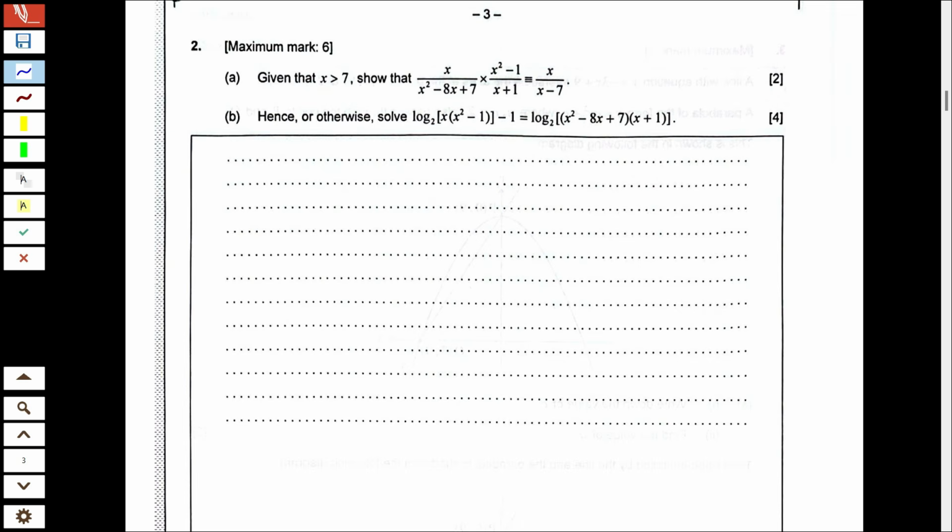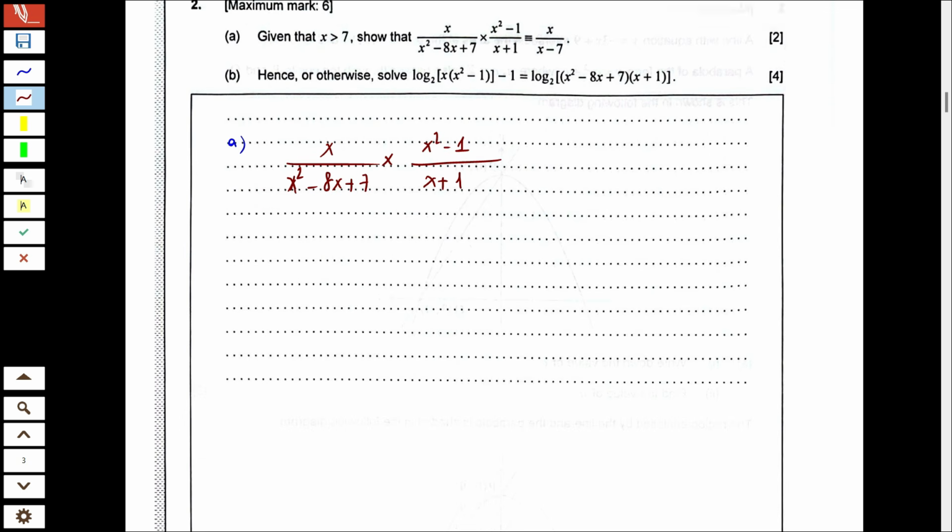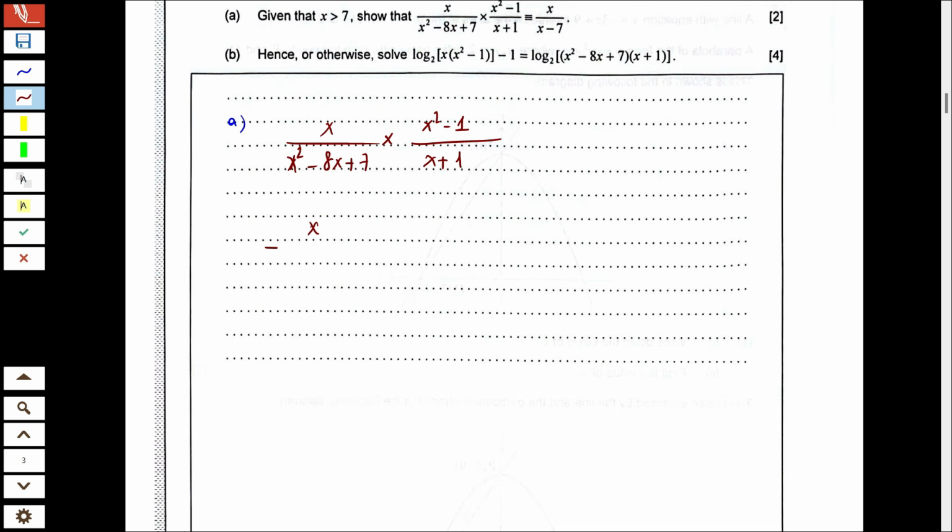Question 2. Given that x is greater than 7, show that there is an expression here. It's given that x divided by x squared minus 8x plus 7, times x squared minus 1 divided by x plus 1. And we can factorize these expressions. For example, the denominator x squared minus 8x plus 7.